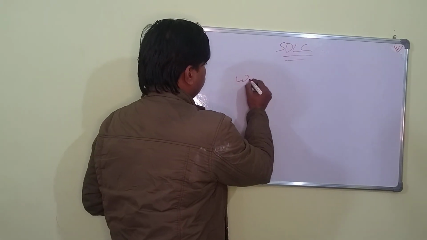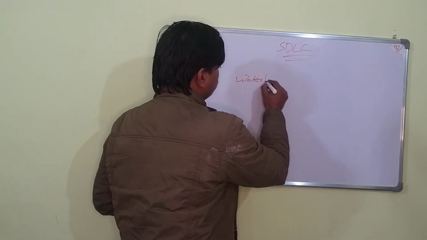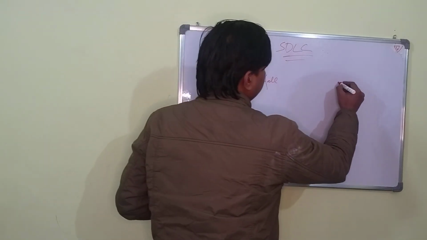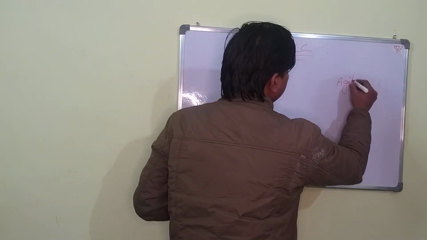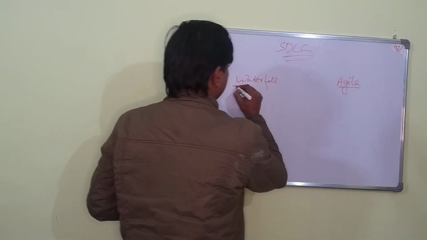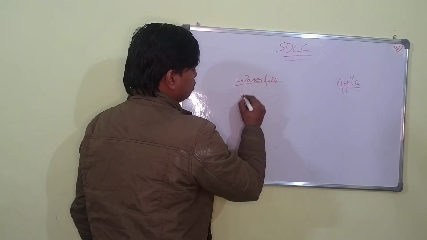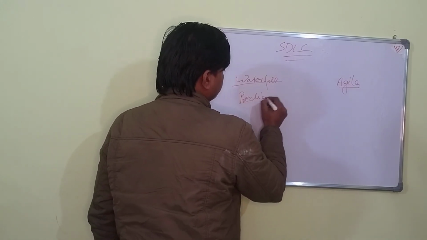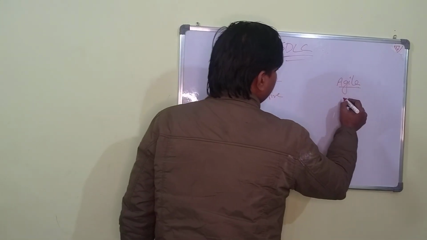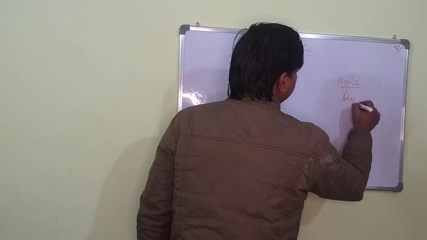One is waterfall, and the other is agile. So, waterfall is predictive, and agile is adaptive.